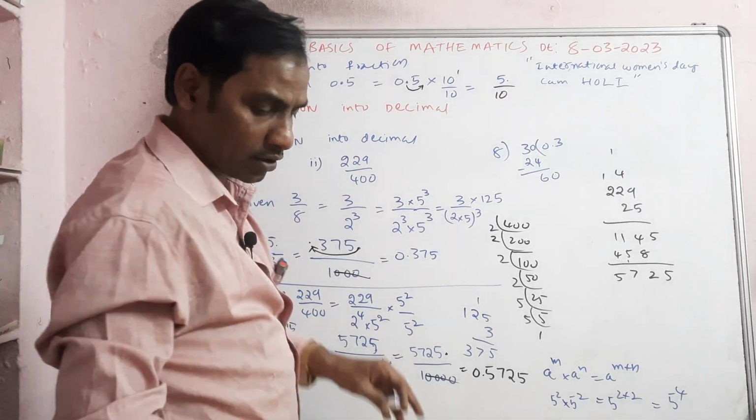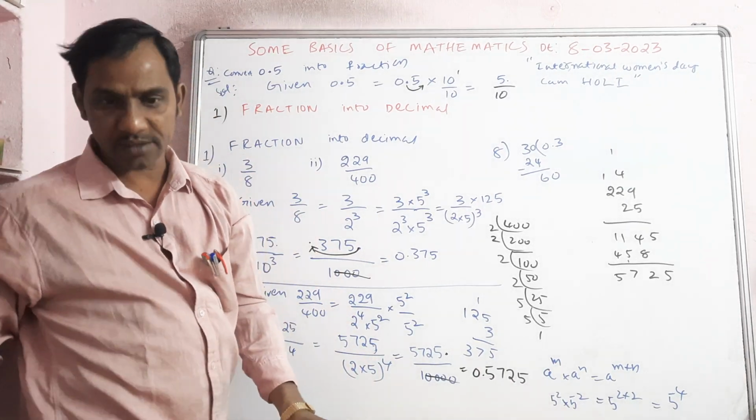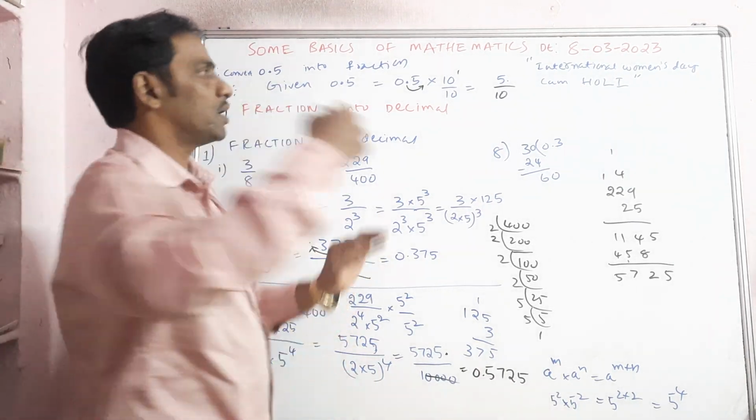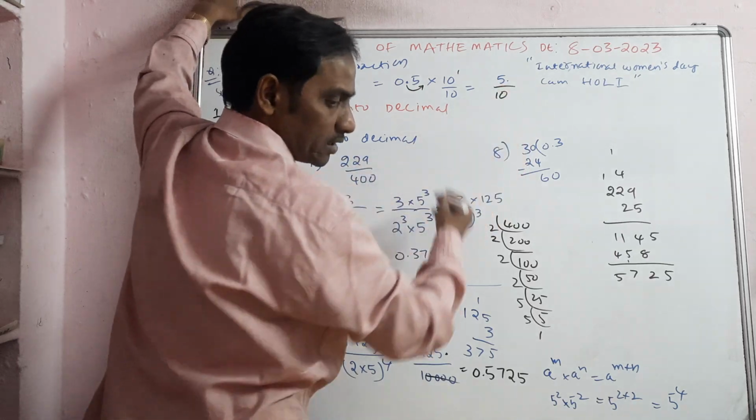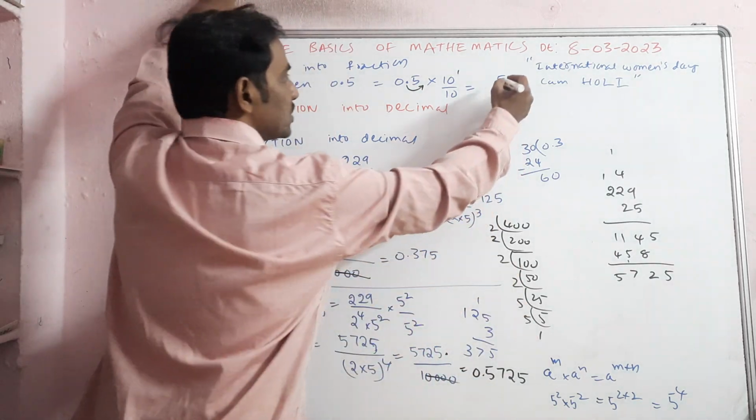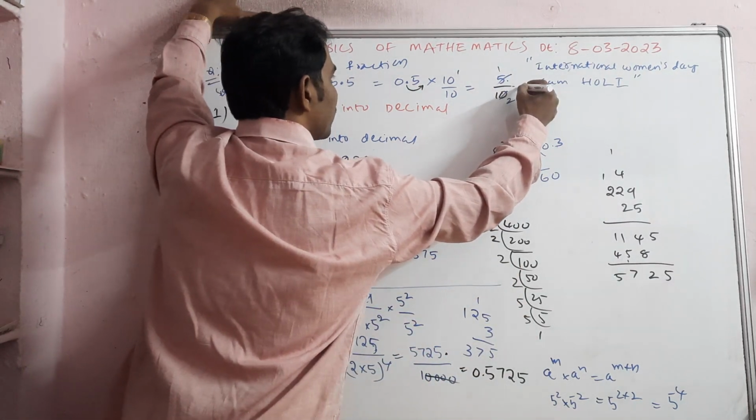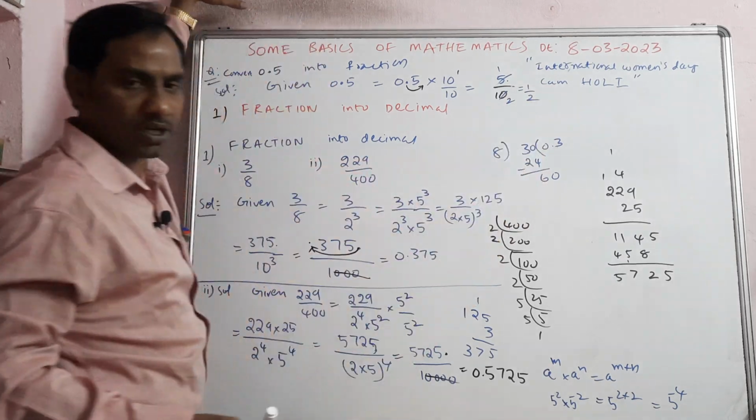And if you want to write in the simplified terms, you can cancel it. For example, 5 ones are 5, 5 twos are 10. So you can write it as 1/2. That's it. In that way you can convert.